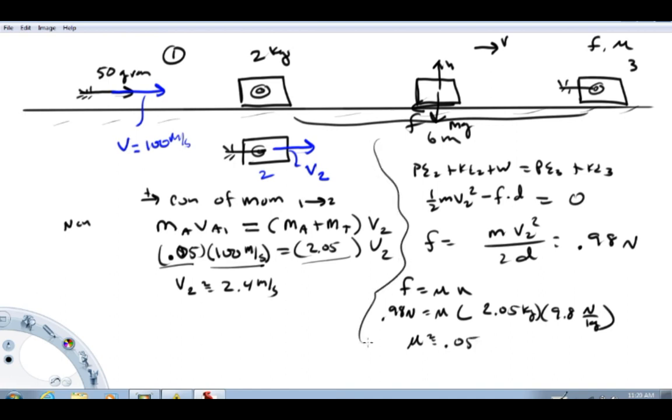Again, the important things here are recognizing that there's 3 important time frames, right? Time 1, right before the impact. Time 2, just after the impact. Time 3, after the system has stopped. Right? Another important thing is knowing what concept to apply where.